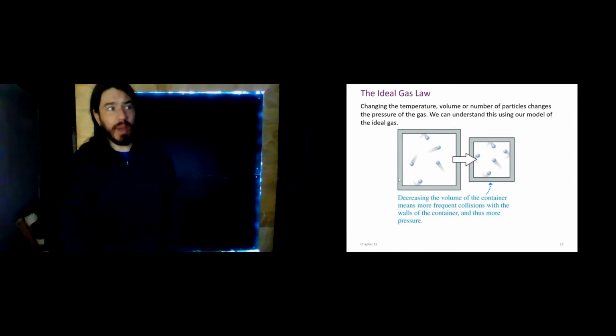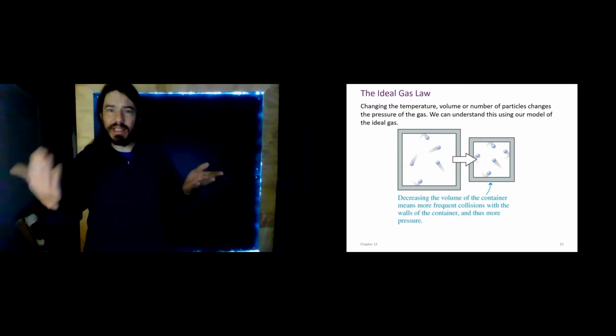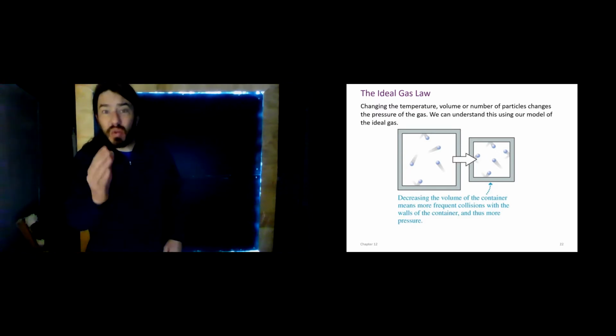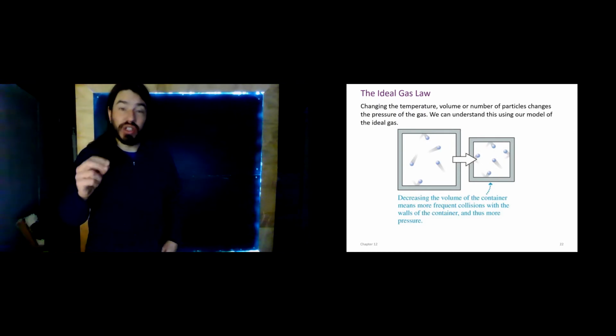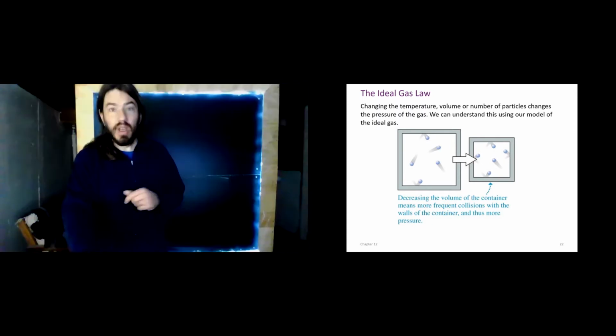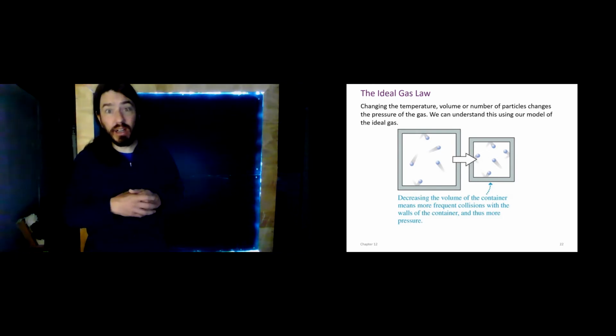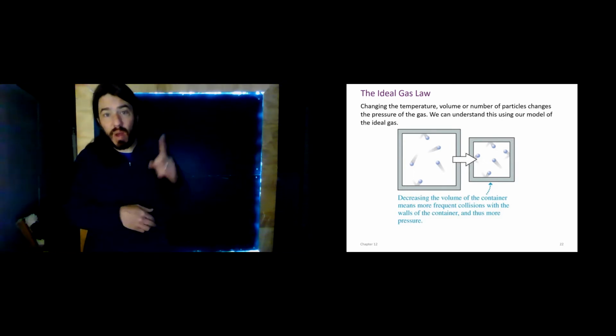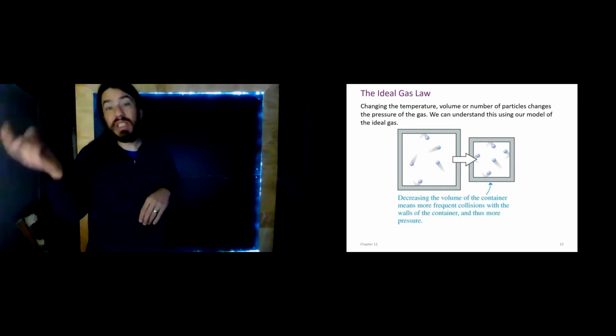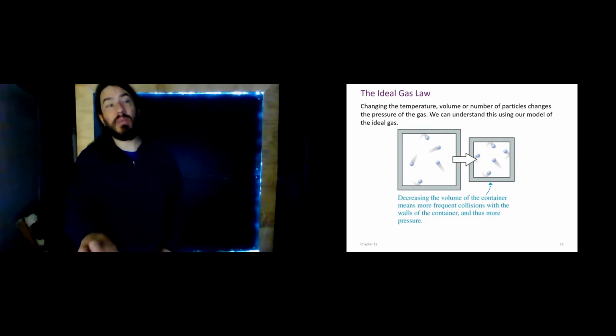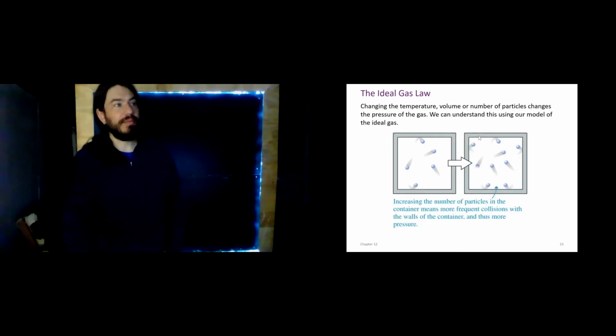If I took the same particles at the same temperature, but I decreased the size of my container somehow, well, guess what? Now they have more collisions with the walls of the container. Because the particles just don't travel as far before they hit the side of the container, there's just more collisions with the side of the container. Since there's more collisions with the side of the container, guess what? The pressure goes up. So decreasing the volume increases the pressure of your gas.